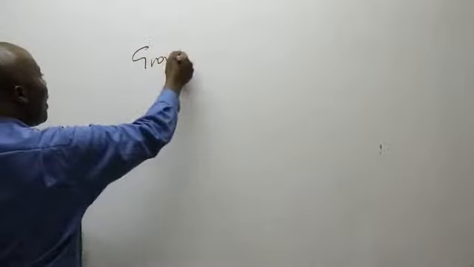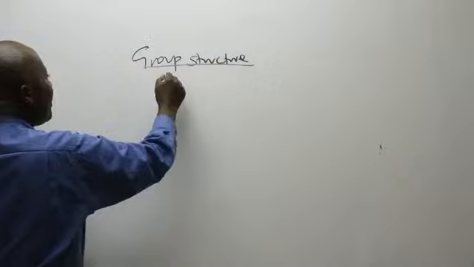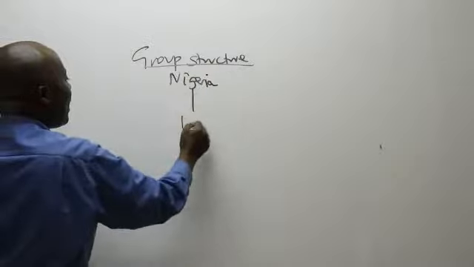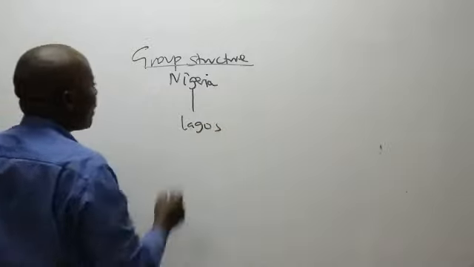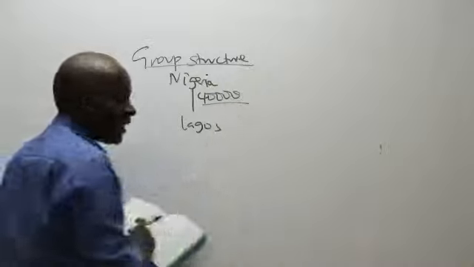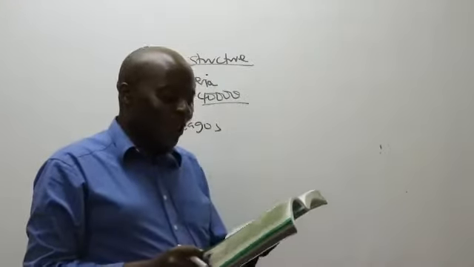This is a very easy question. So group structure, what do we have here? We have a company, in this case called Nigeria, buying a smaller company called Lagos. But remember, they took how many shares of Lagos? 40,000. Out of how many shares does Lagos have?